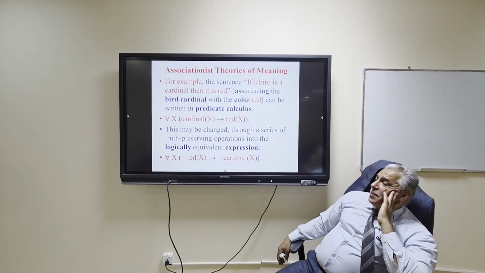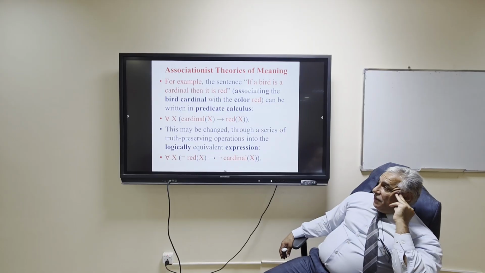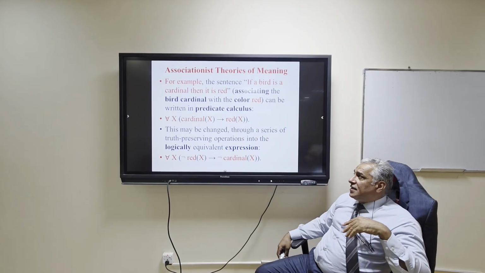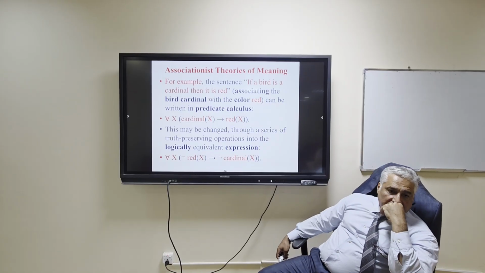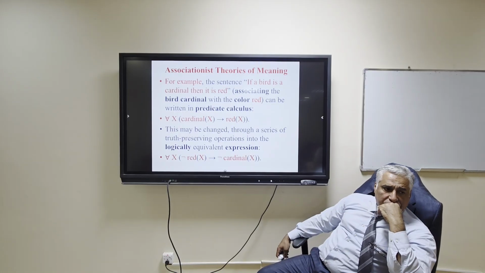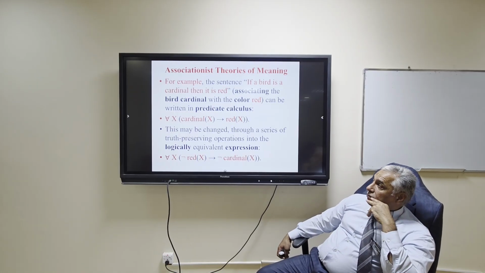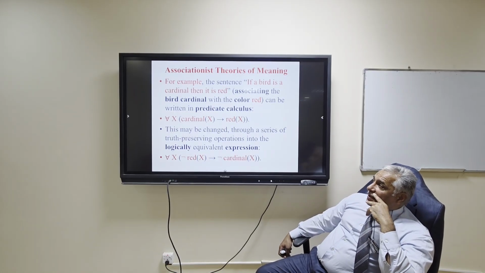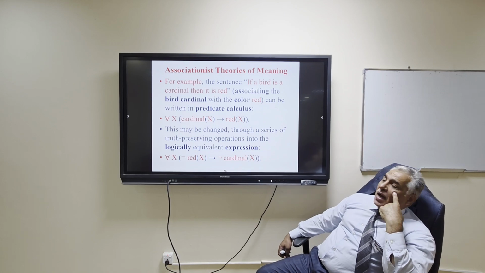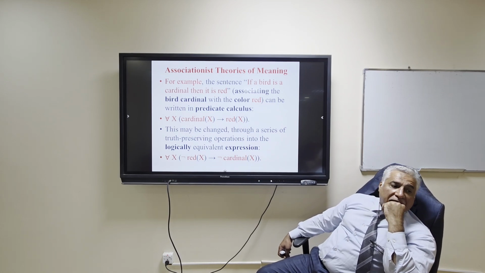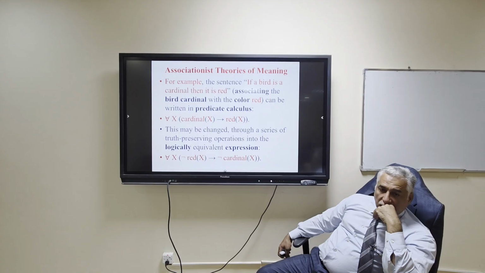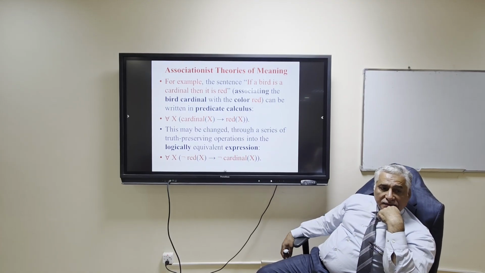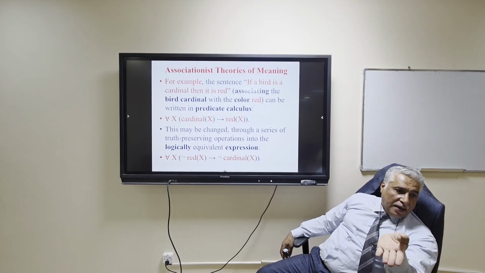This can be written in predicate calculus as for all x, cardinal(x) implies red(x). That means, and this is really an English sentence, that x is red if it is a cardinal.